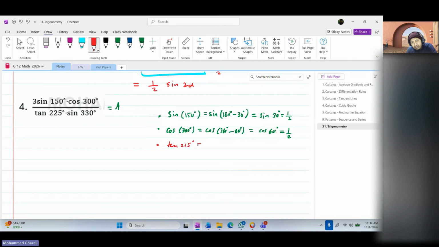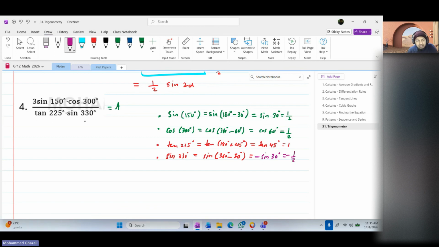So that's tan 180 plus 45, right? And that's in the third quadrant, which is tan 45, right? And tan of 45 is just 1. See how nicely everything simplifies. And the last one is sine of 330, which is sine 360 minus 30, right? And sine of 360 minus 30 is in the fourth quadrant, so that's negative sine 30, which is negative half.